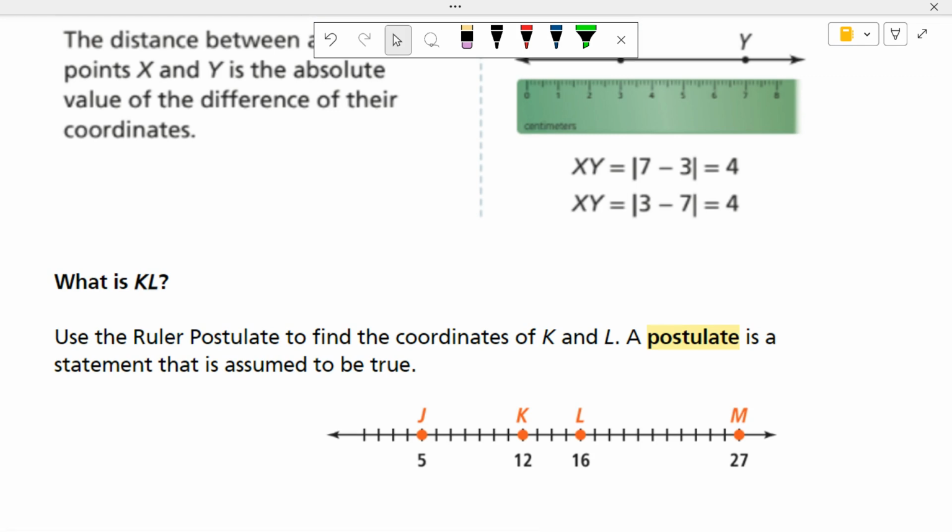Okay, so we're talking about a postulate. The ruler postulate allows us to figure out distances. A postulate is a statement that's assumed to be true. Okay? Geometry was invented by this guy by the name of Euclid. He wrote a book called The Elements.